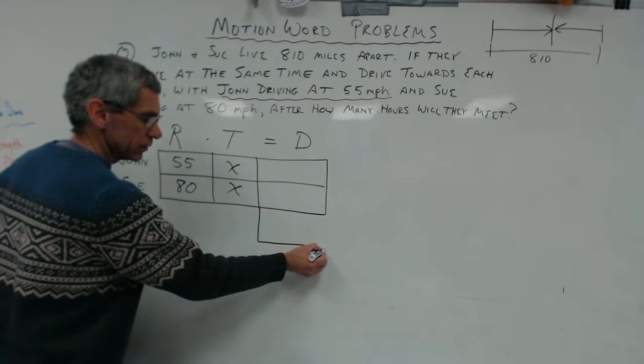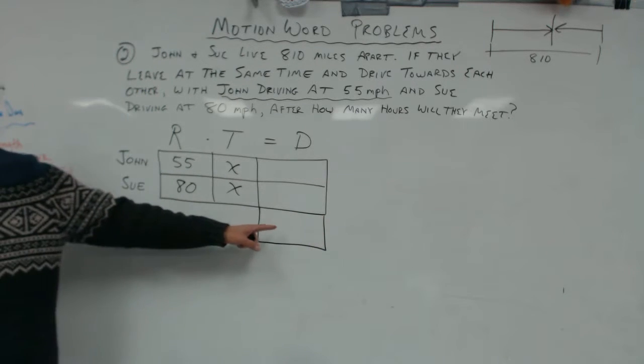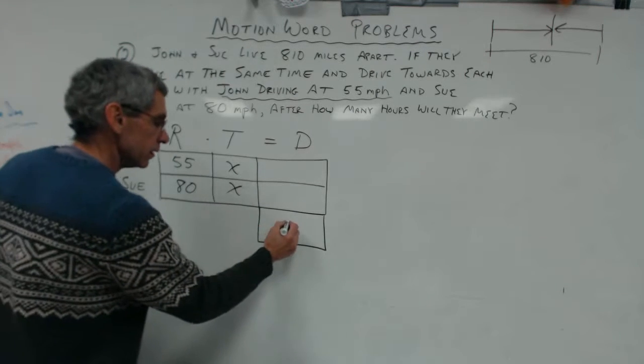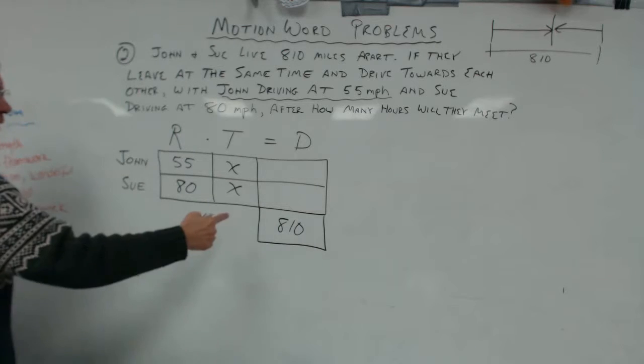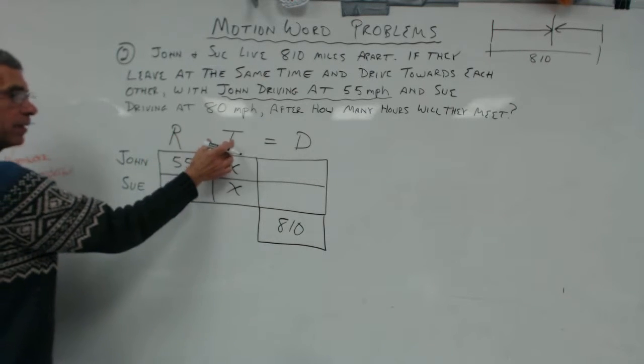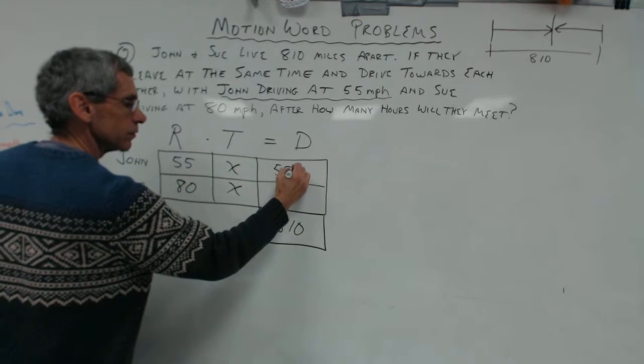Now, am I missing something? What about this little box down here? Don't I need this? Yes. What would go there? Bella, what would go in this box here? 8, 10. Yes, exactly. 8, 10. So what would I put here now? 55x. It's going to be rate times time. So it's 55 times x or 55x.